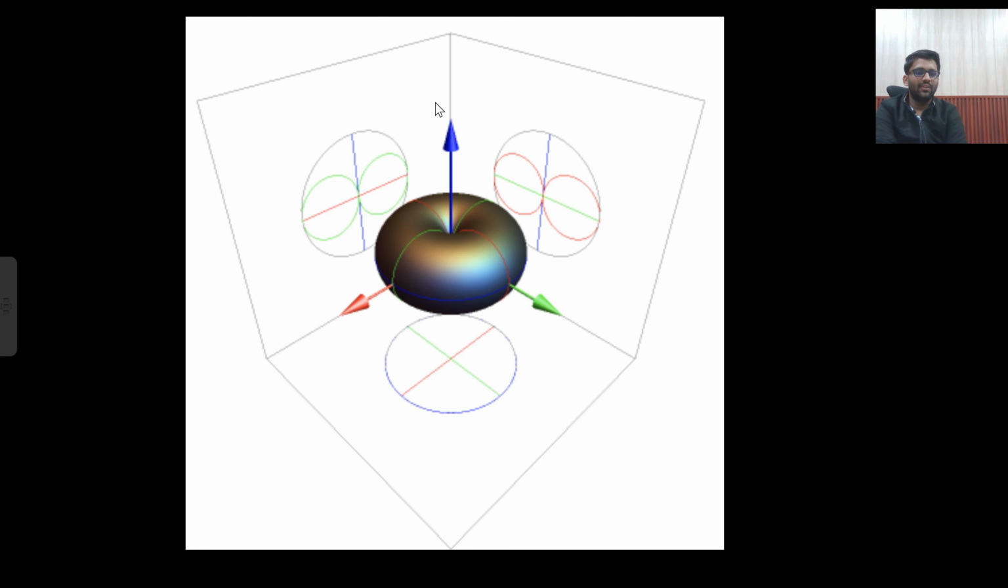Is this good visualization? Is it a good visualization or not? Right? So this is how the radiation pattern looks. Okay, so I hope you must have understood this in a very good manner.